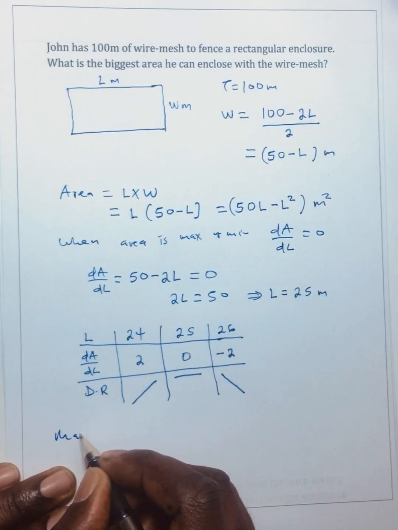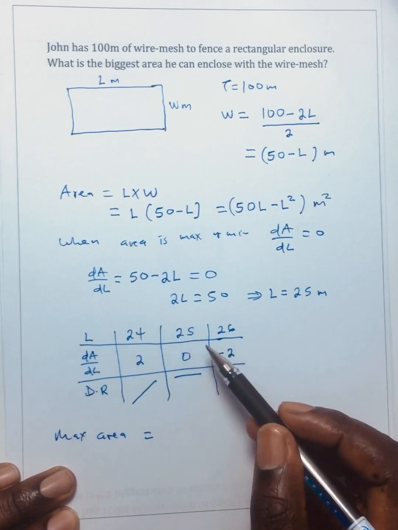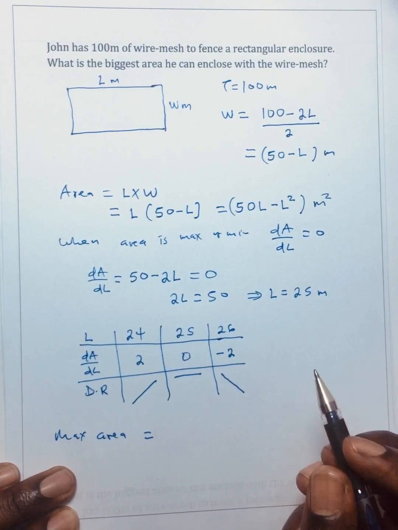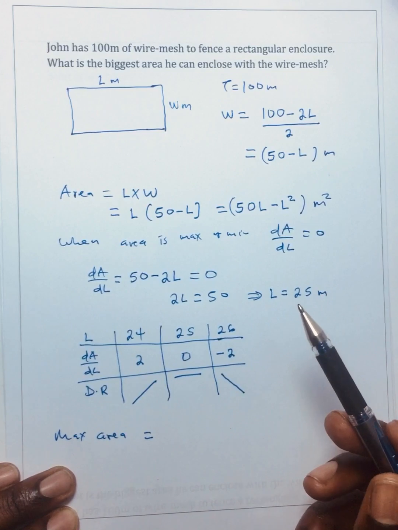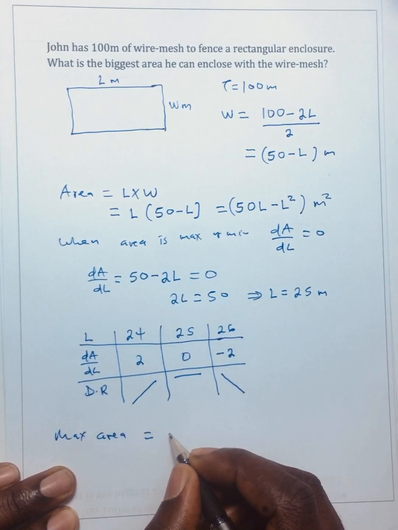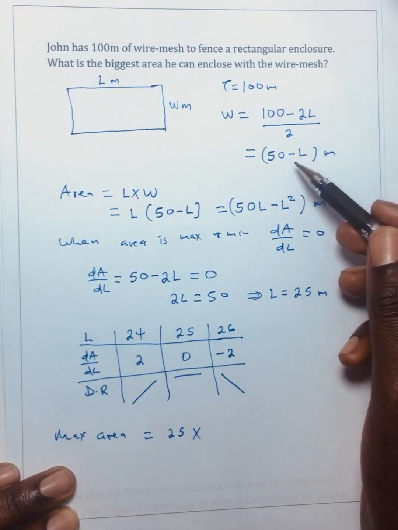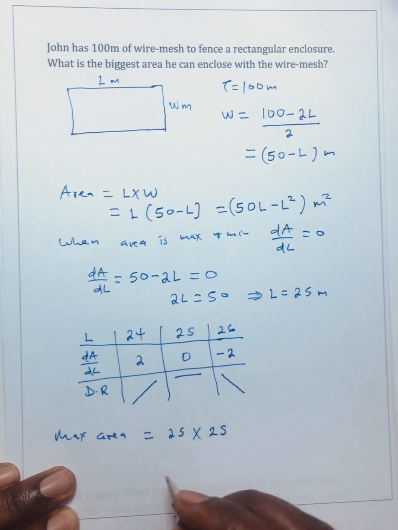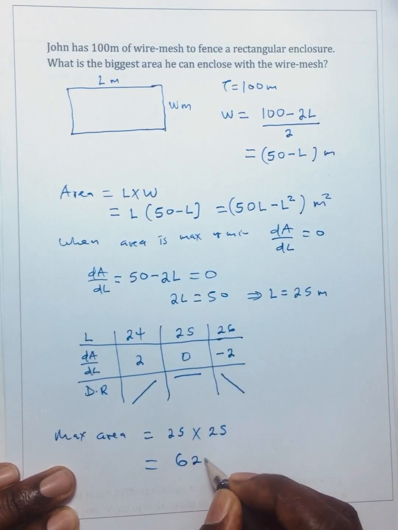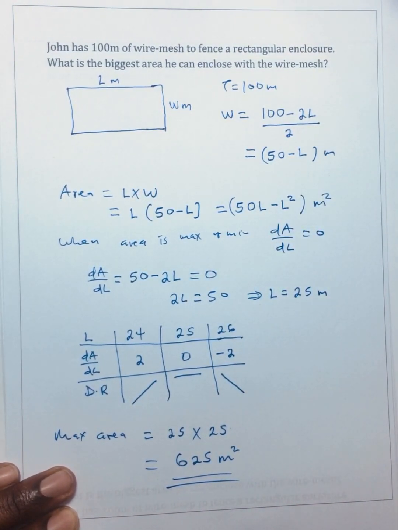So that maximum area is given when L is 25. So when L is 25, W, or the width, is 50 minus L. So you're going to have 25 times 50 minus 25, which is still 25. So that will give us 625 square meters as our maximum area that John can enclose with that particular wire mesh.